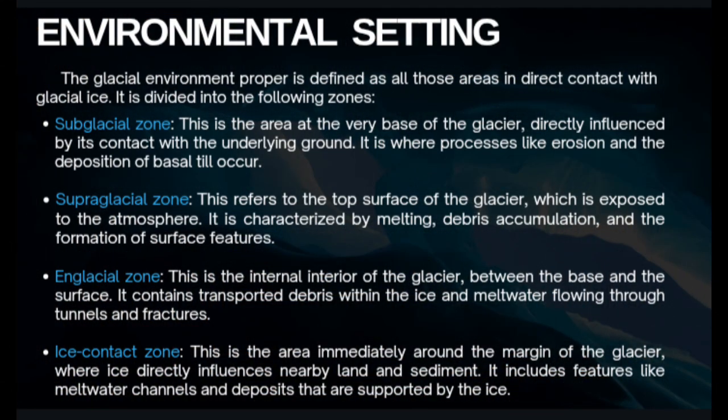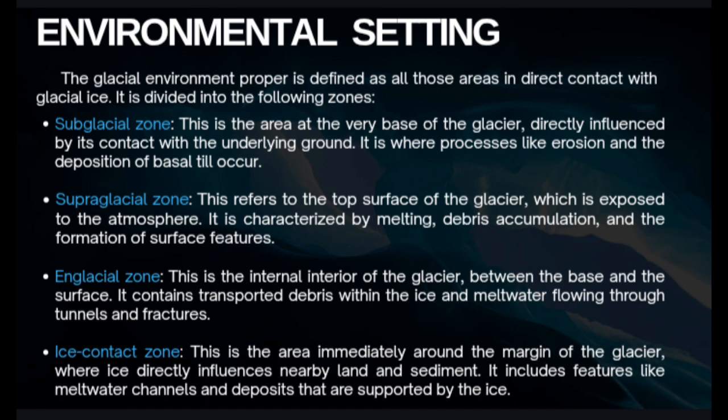The glacial environment proper is defined as all those areas in direct contact with glacial ice. It is divided into the following zones: the subglacial zone, supraglacial zone, inglacial zone, and ice contact zone. First one is the subglacial zone.